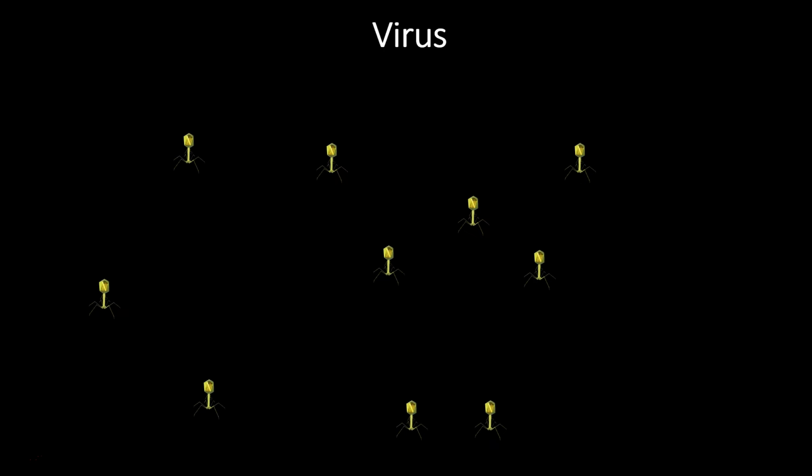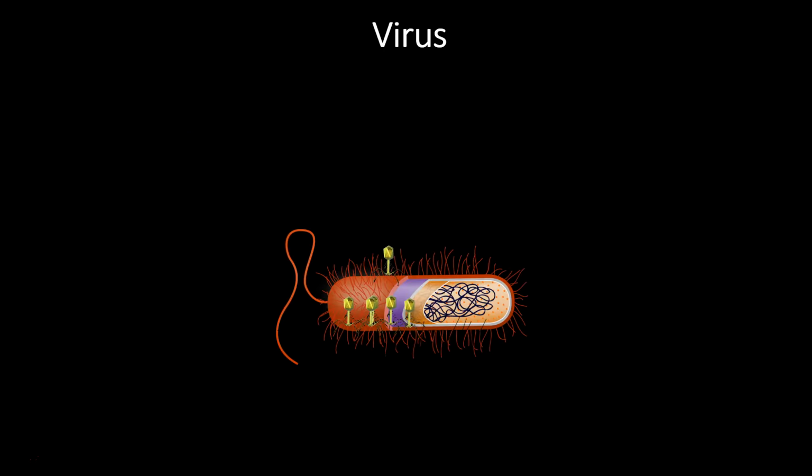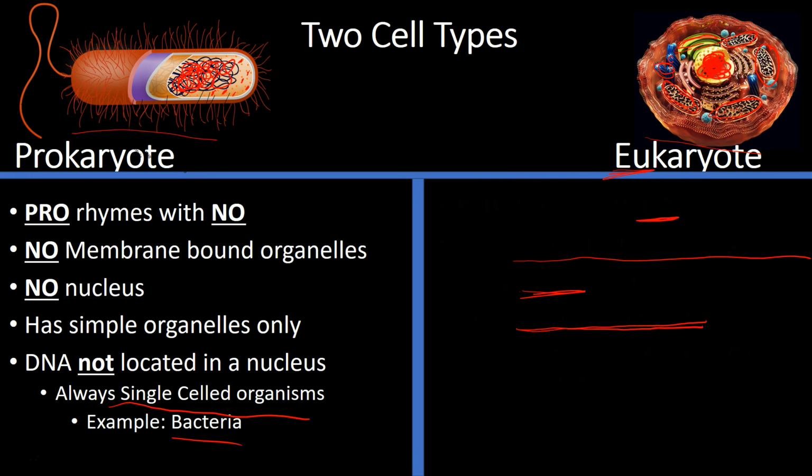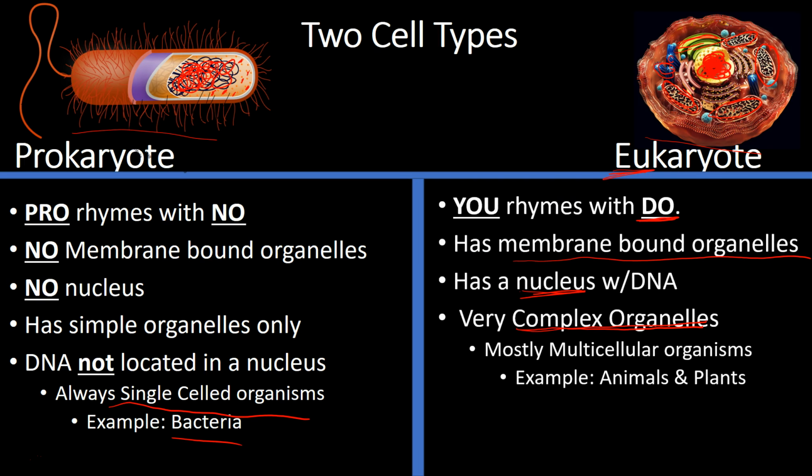Okay, so quick recap. Two cell types that we talked about. We have a prokaryote and we have a eukaryote. The pro rhymes with no. And they have no membrane-bound organelles, and they have no nucleus. They're very, very simple. I want you guys to remember that. Prokaryotes are very simple. Okay, and I want you to think bacteria, single-celled organisms.